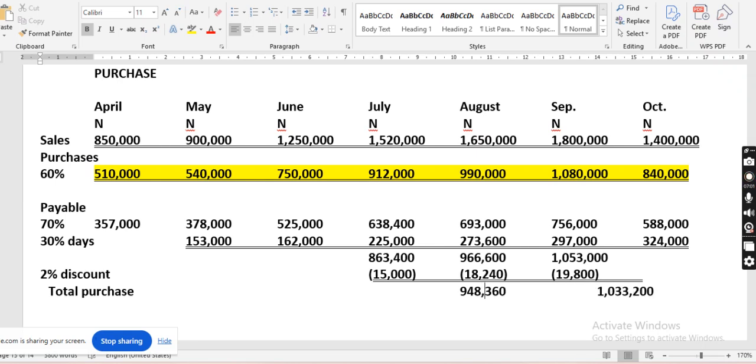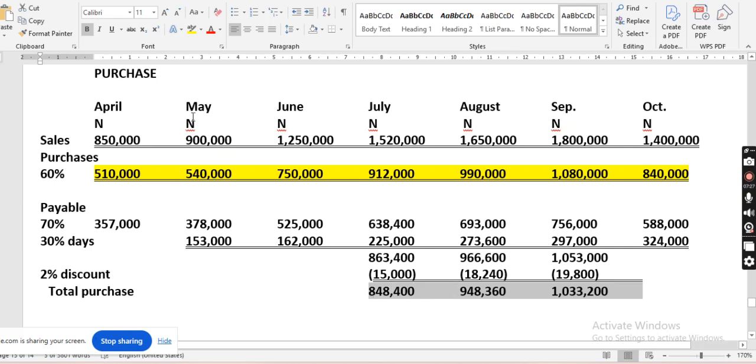Please, someone should confirm all these figures, right? So what do you have? Tolulope, are you still with us? July, 848,400. Tolulope, are you still with us? Yes, sir. I know you were not in class yesterday. I noticed it. You're not in class.